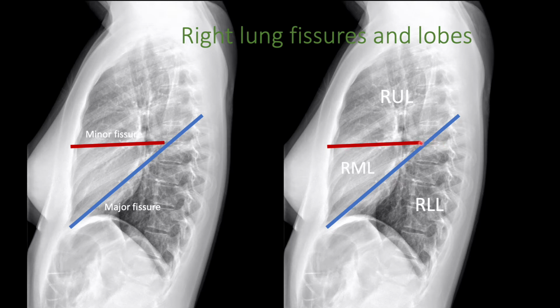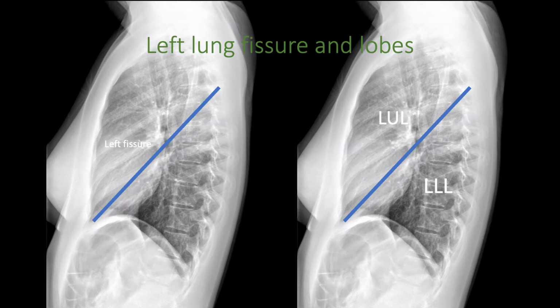So if you know where your minor fissure is, anything above the minor fissure is your right upper lobe. Anything below your major fissure is your right lower lobe. And everything in between the two fissures, anteriorly on a chest x-ray, is the right middle lobe. So always remember this triangular shape, which tells you where the right middle lobe is.